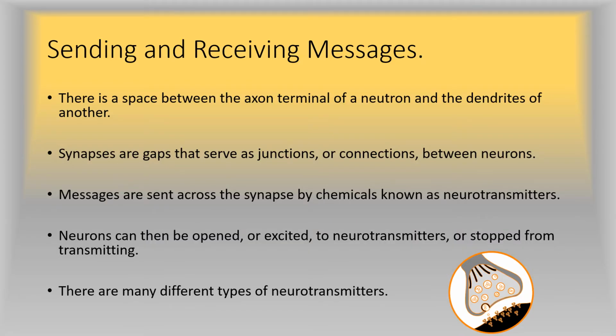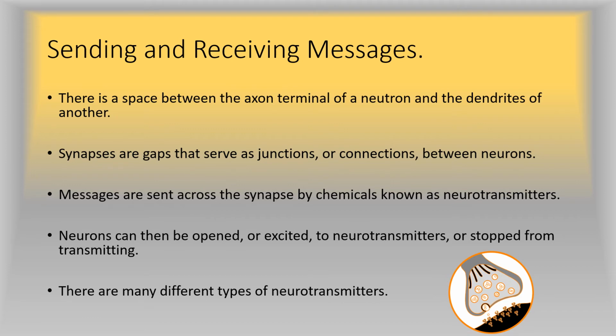So, sending and receiving messages. There's a space between the axon terminal of a neuron and the dendrites of another. These are called synapses, or a synapse, and these are gaps that serve as junctions or connections between neurons. I put a picture down there that shows what one end would look like, sending to another neuron. Now, messages that are sent across a synapse by chemicals are known as neurotransmitters.